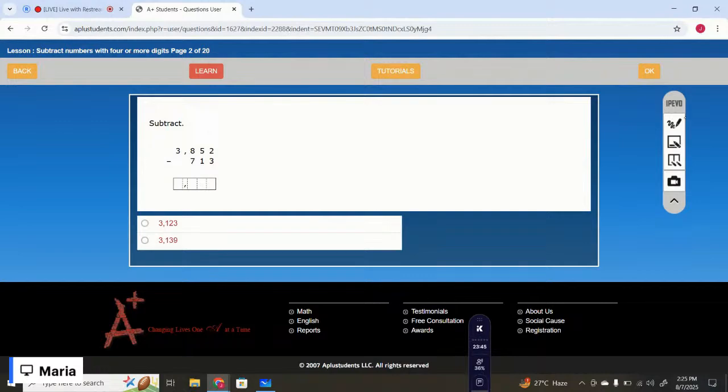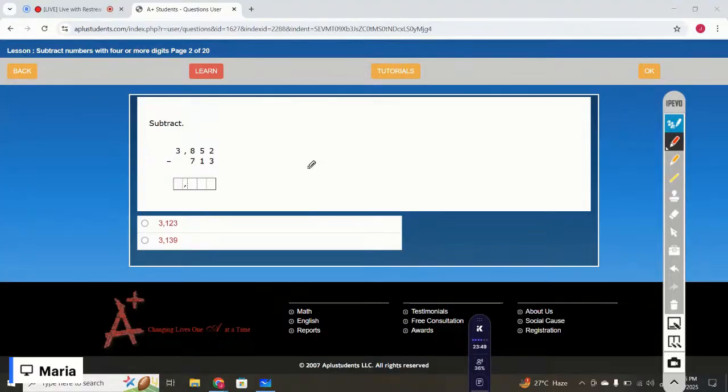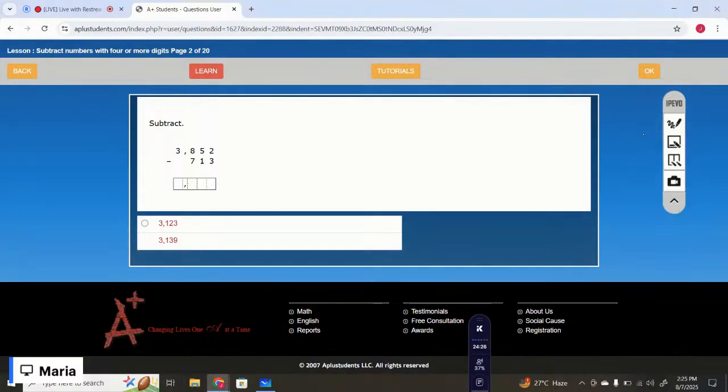Subtract 3,852 minus 713. So let's just carry 1 because we cannot subtract 3 out of 2. 12 take away 3 is 9. 4 minus 1 is 3. 8 minus 7 is 1, and 3. That is 3,139. Option number 2 is the correct option.